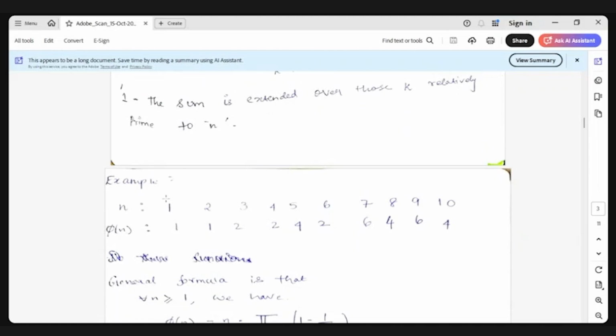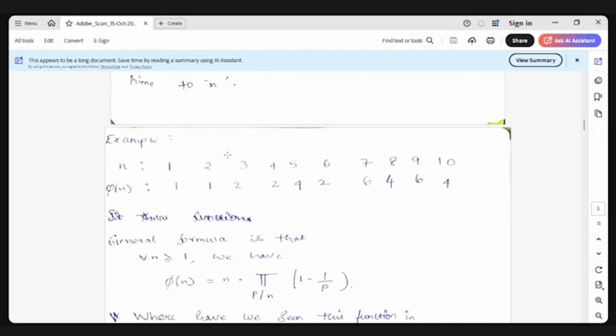Example: suppose n is 1. Obviously phi of 1 is 1 because it is relatively prime to itself. GCD of 1 and 1 is 1. Similarly, for 2, only 1 is there. So one can easily compute phi of n for smaller numbers. There is a problem with computing it for larger numbers because it is based on the prime factorization.